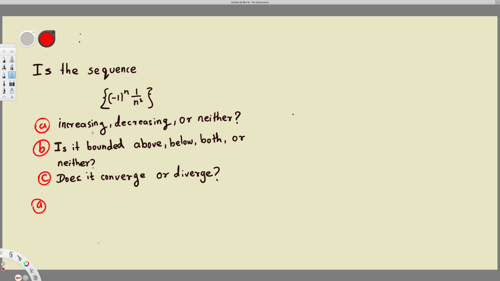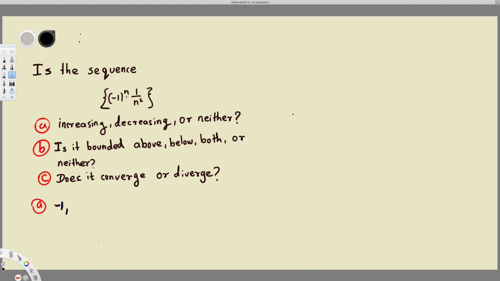So the first one is asking whether it is increasing, decreasing, or neither. To find that one, it's really easy. We just plug in the values. So if we plug in 1, we start from 1, right? What's going to happen? We will get (-1)^1, that's just going to be negative 1. And 1 over 1 squared, that's going to be just 1, right? So we will get negative 1 right here.